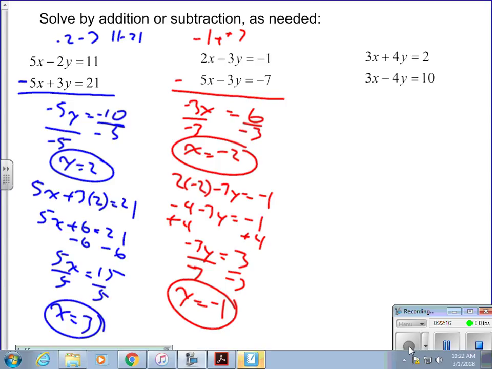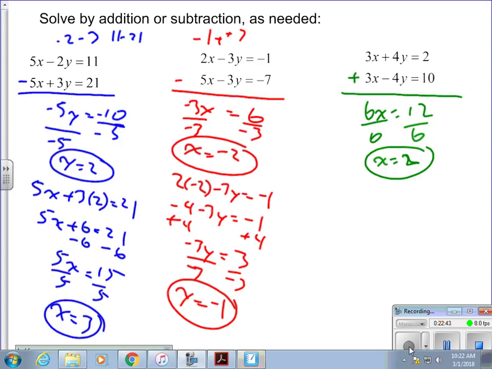Gentlemen, okay, last problem. I can do addition or I can do subtraction, right? I can do either one. What's easier? Addition. So I'm going to add them both. So I get 6x equals 12. Divide by 6. x equals 2.